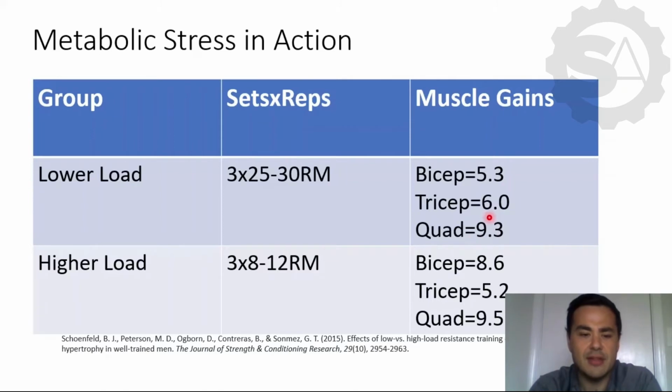And if we look at what it was compared to the higher load group, which was somewhere between 8 and 12 rep max, the only thing that was a big difference was the bicep. But the tricep was pretty similar and the quad was pretty similar. So we can see that by doing high rep type stuff that is getting close to failure, thus working on metabolic stress, we're still able to get a good amount of muscle gain from that. And then looking down here, again, same thing. We're maybe somewhere in the middle, working a little bit of mechanical tension, working some metabolic stress, and we're still getting some benefits from that.